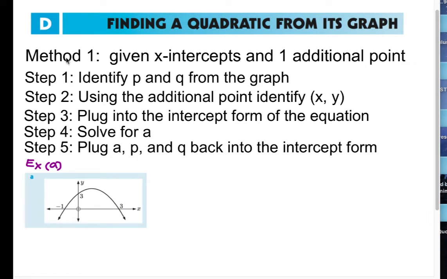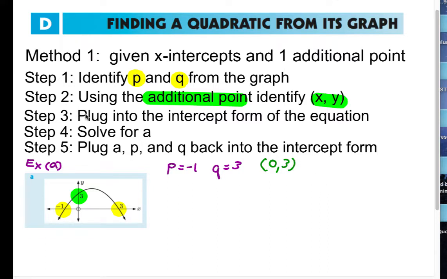Here in example A, we're given a graph. And we first identify P and then Q. So P is -1, Q is 3. Step 2, we're going to identify another point somewhere on our graph. We need a very distinct point on the graph. And we're going to label it as an ordered pair. So I have this y-intercept here at 3. So that would be the ordered pair 0, 3.